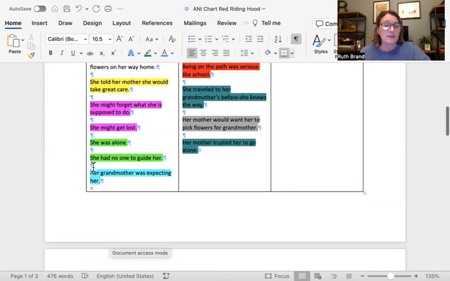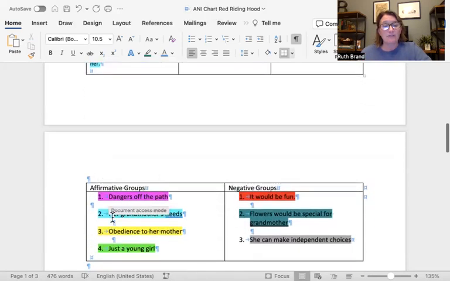And then the next one on the list was that she had no one to guide her. I definitely felt like that one fit in that she was just a young girl category. The reason this is the fourth thing I identified down here is that later in my thinking, I decided it was maybe the least important of my proofs, and I liked the other ones better. And you only need 3.